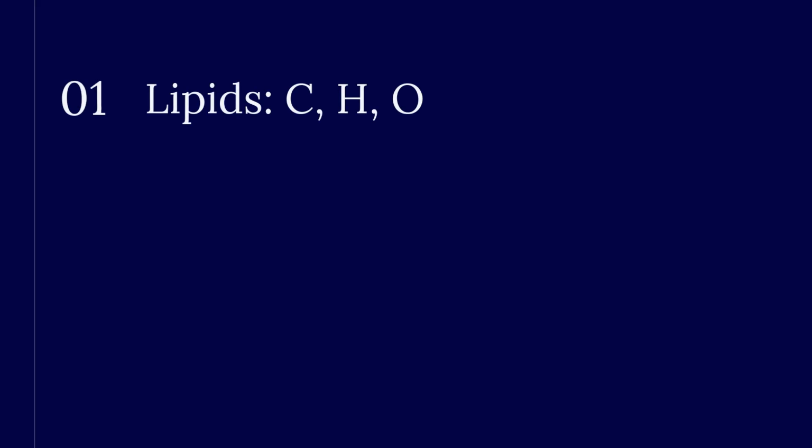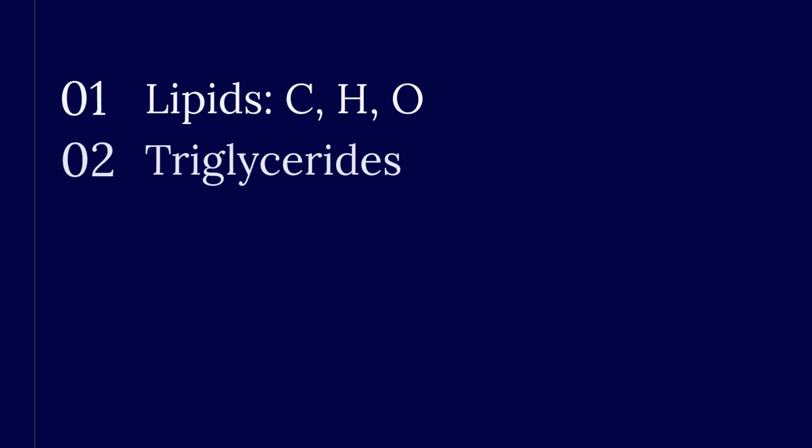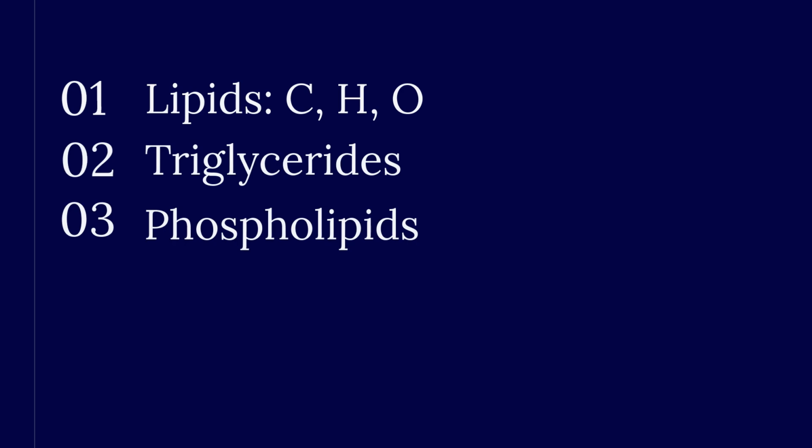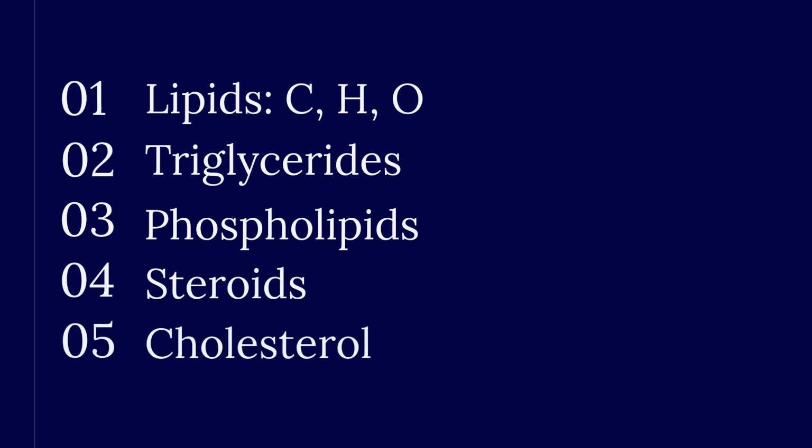Lipids are composed of carbon, hydrogen, and oxygen, with fewer oxygen atoms than carbohydrates. They include triglycerides, phospholipids, and steroids. Triglycerides are formed from glycerol and 3 fatty acids. Phospholipids, with a hydrophilic head and hydrophobic tail, form cell membranes. Steroids like cholesterol play roles in hormone production.